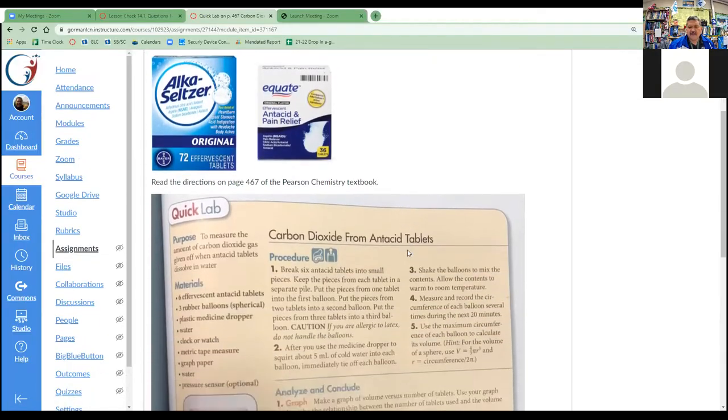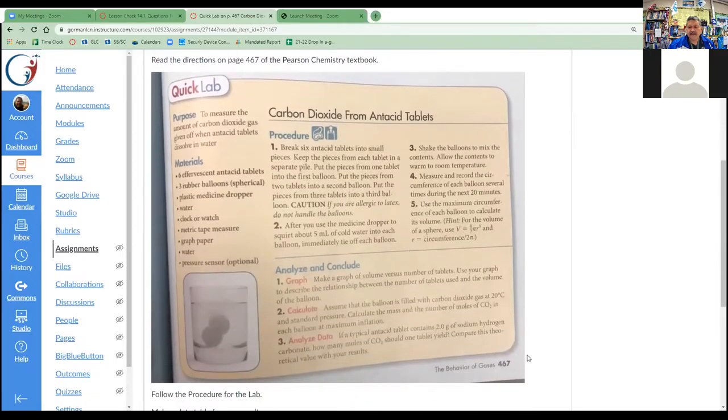And so if you have your book, you get that out. That'd be great. I took a picture of it and I put it in Canvas here. And this is page 467 of the Pearson Chemistry book. So let's take a look. It says that the purpose of the lab is to measure the amount of carbon dioxide gas given off when antacid tablets dissolve in water. So you can see a photo of what happens here. Here's a glass with some antacid in it, and then you see some bubbles coming off right here. It's carbon dioxide coming off.